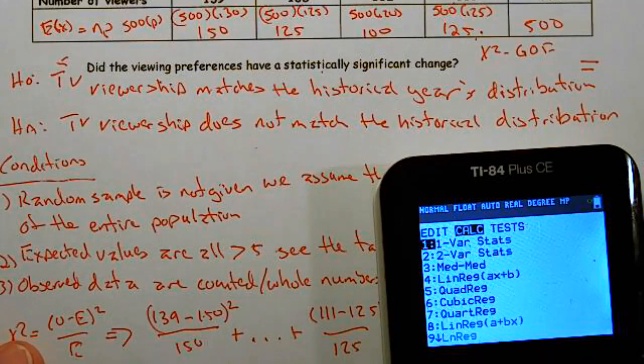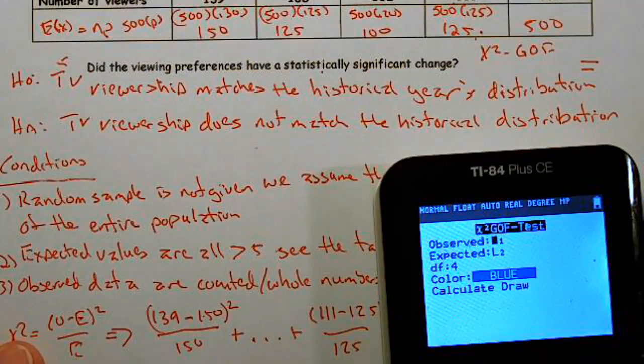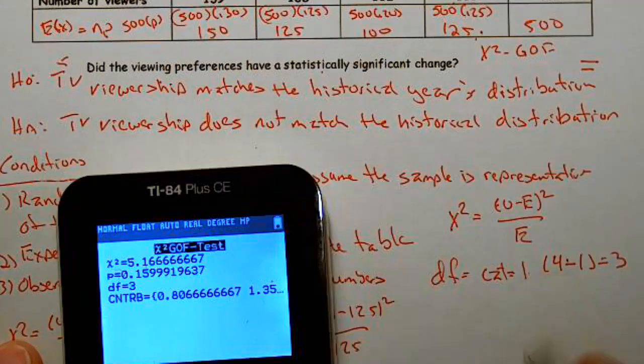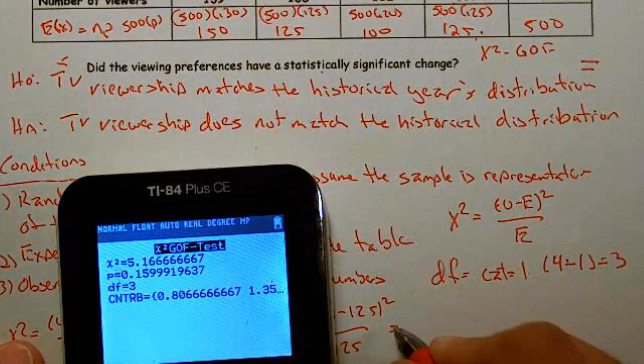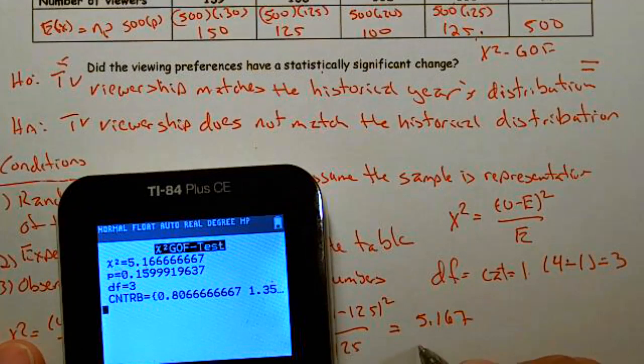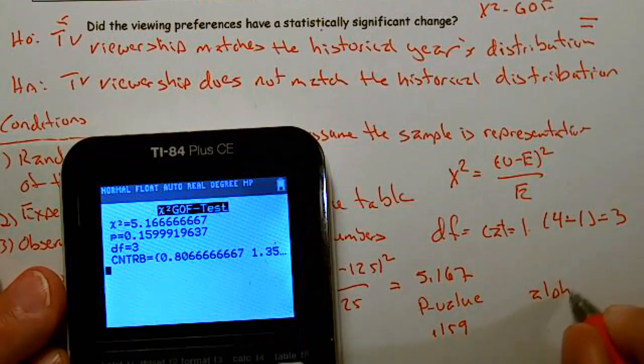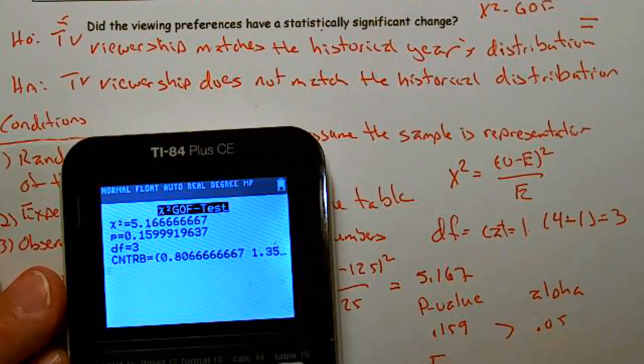I'm going to run the test: stat, test, chi-squared GOF, goodness of fit, L1, L2, degrees of freedom 4 minus 1, so 3 degrees of freedom. And we end up getting a chi-squared value equals 5.167, and our p-value is 0.159. Let's assume an alpha of 0.05. This is greater than alpha, so we're going to fail to reject the null.